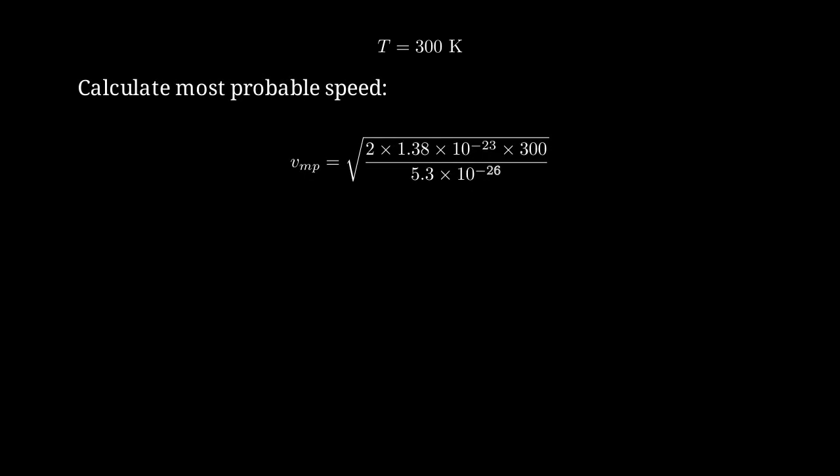v-MP equals the square root of 2 times 1.38 times 10 to the negative 23 times 300 divided by 5.3 times 10 to the negative 26. This gives us approximately 395 meters per second. That's faster than the speed of sound in air. Now let's calculate the mean speed. The mean speed is approximately 445 meters per second, which is about 1,000 miles per hour.